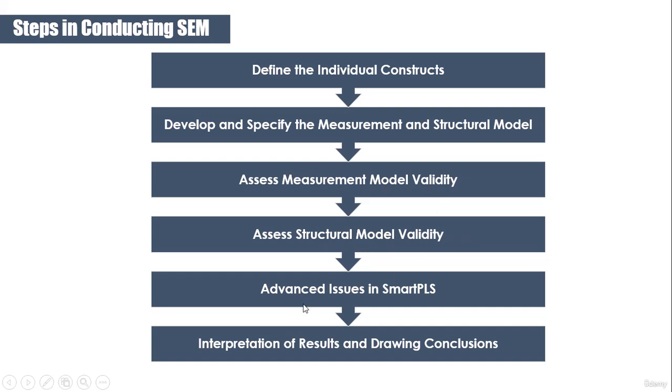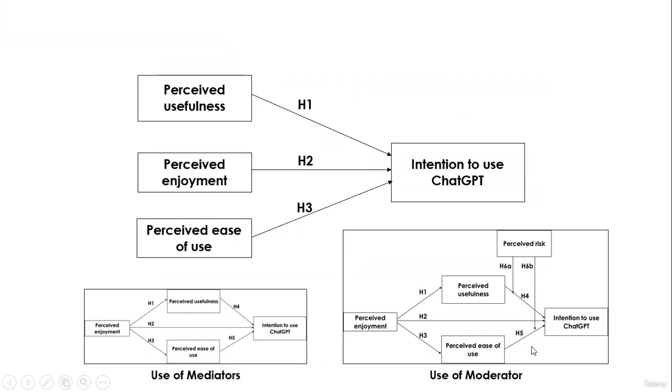And after that, we will solve different advanced issues in Smart PLS, like mediation, moderation, higher order construct, reflective and formative construct, and so on. And we will also see the interpretation of the results. That means combining all the findings into a findings chapter or result chapter of a research paper, thereby drawing the conclusions on the hypotheses that we have proposed in the literature review.